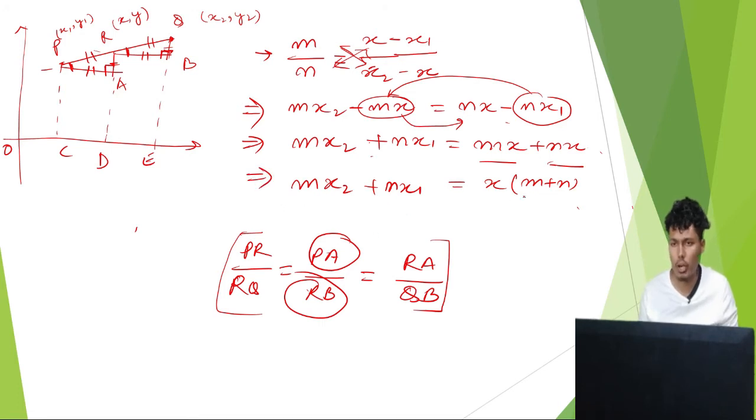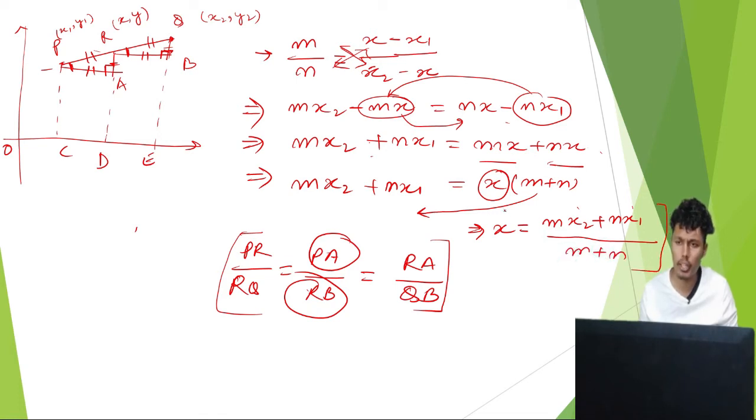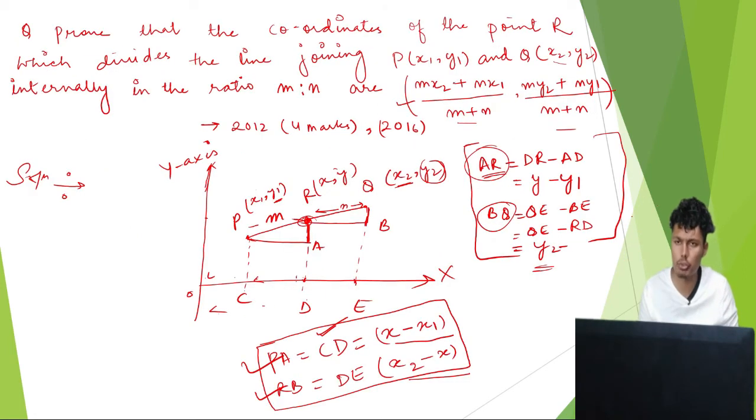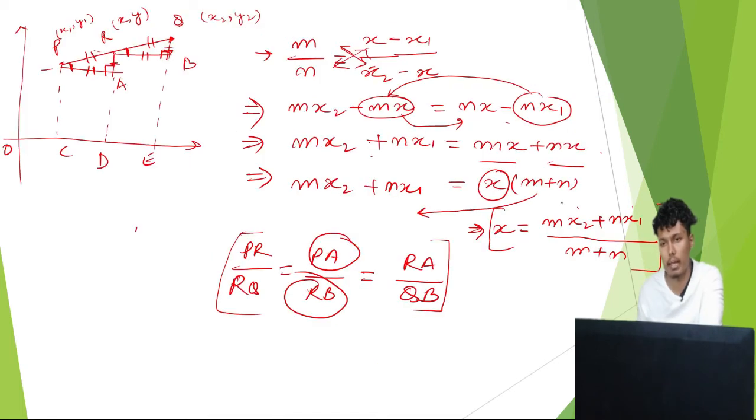Now the value of x: x is equal to (mx2 plus nx1), and this goes to the denominator side, so it will be m plus n. Now we have got one answer, the first answer: x equals (mx2 plus nx1) divided by m plus n. We have already got the coordinates of R. The coordinates of R are x and y, and we have got the value of x, which is (mx2 plus nx1) divided by m plus n. I hope so far it is clear to you.